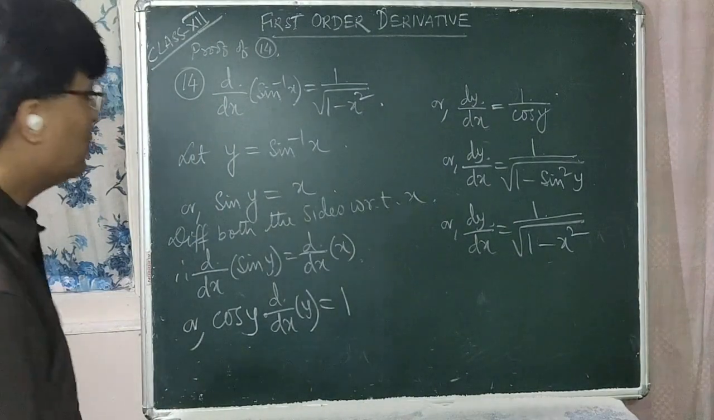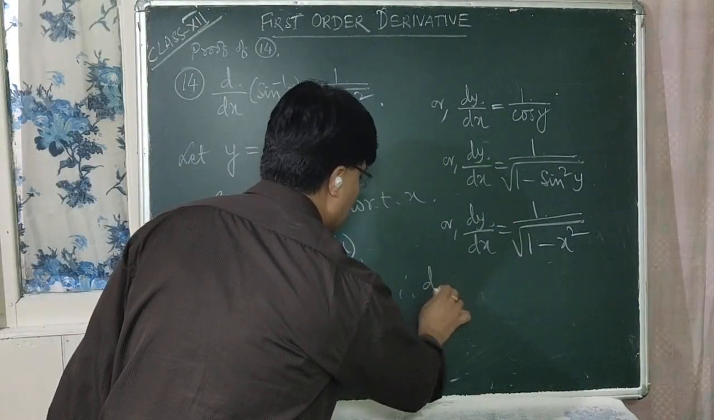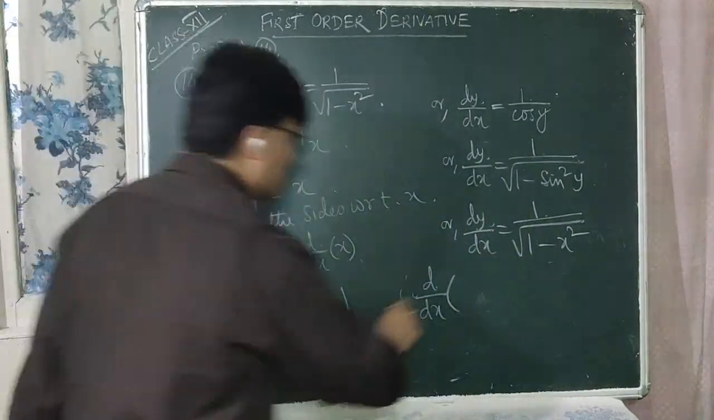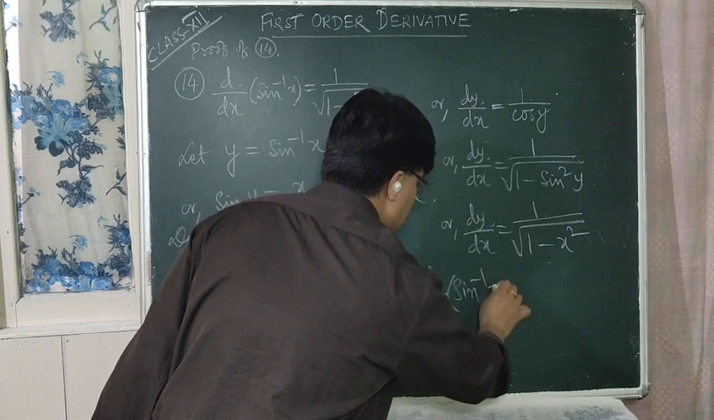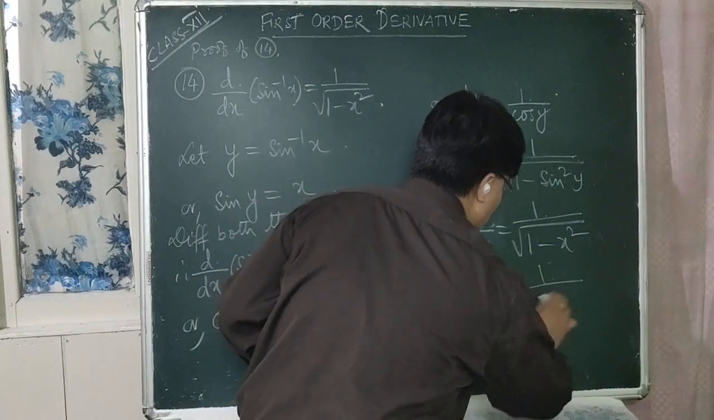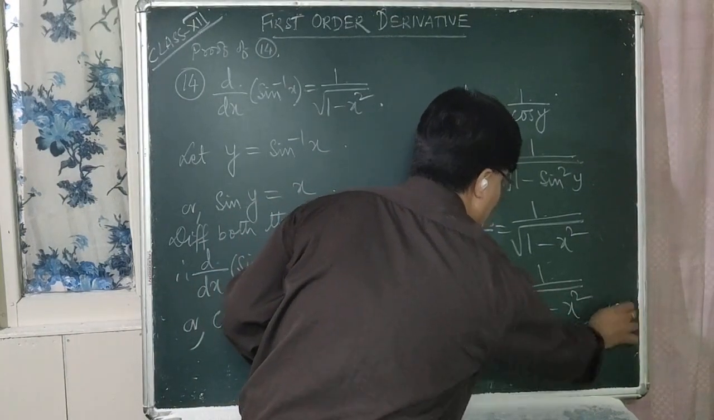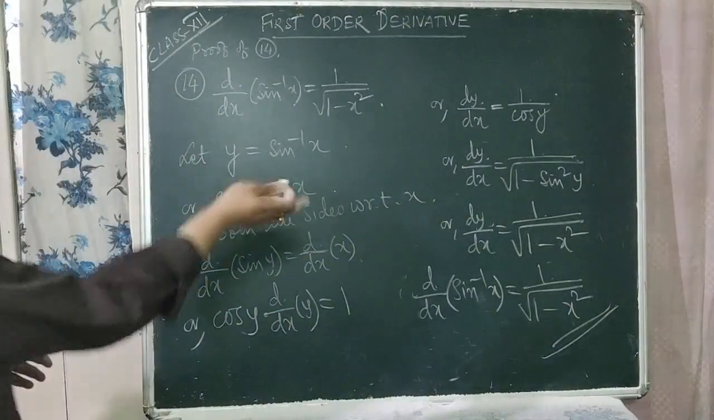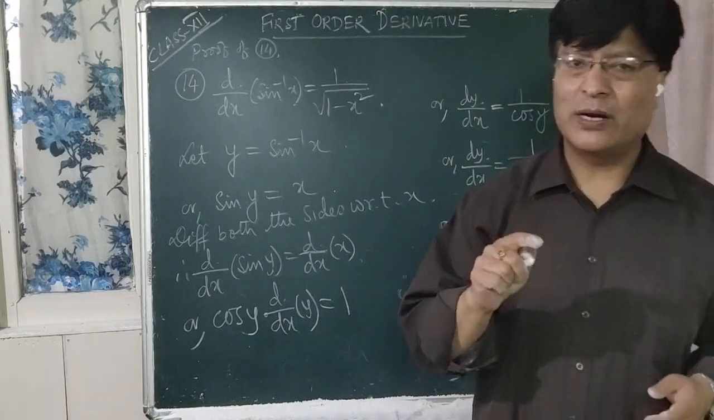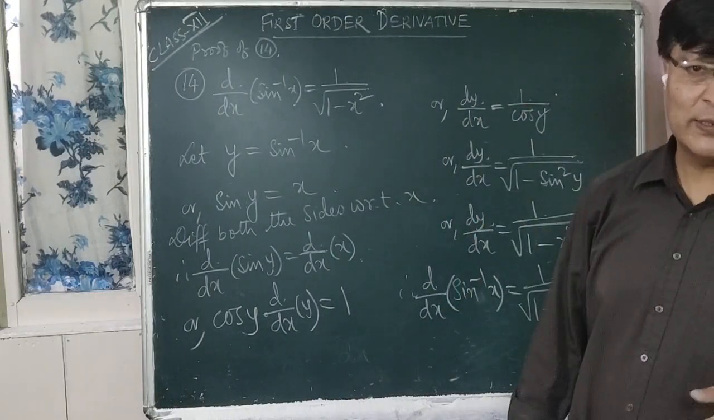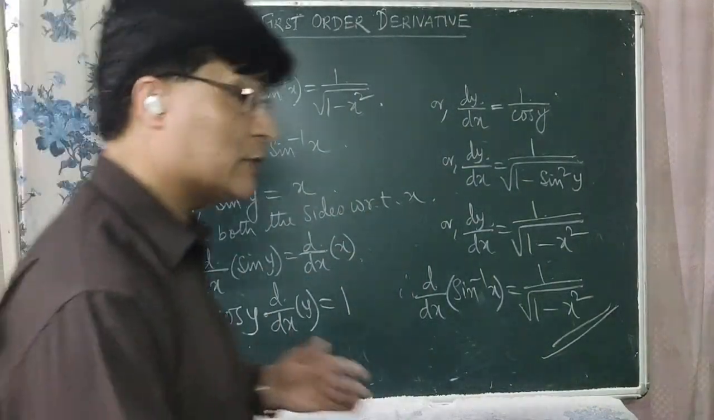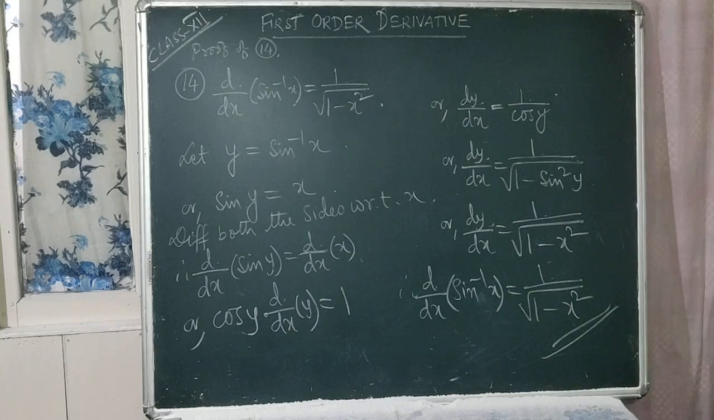So is that clear to all of you? So now, therefore, d by dx of y, you put the value for y. What was the value for y actually? It is sin inverse x. So d by dx of sin inverse x is equal to what? What is there on the right hand side? It is 1 upon root over 1 minus x square. So we have proved it. So what is d by dx of sin inverse x? It is 1 upon root over 1 minus x square. Is that clear to all of you? So we can copy it.